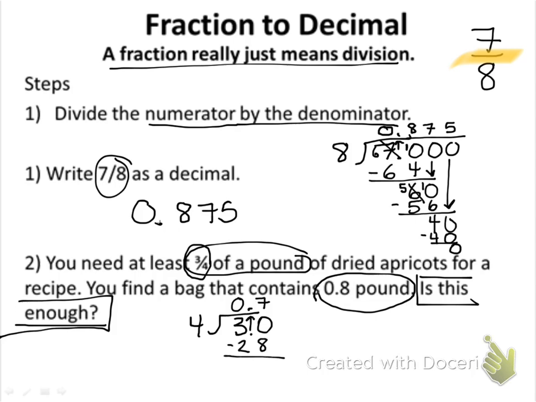30, I can't do 0 minus 8, so I borrow from my 3 and it becomes a 2. This becomes 10. 10 minus 8 gives me a 2. I add a 0 over here and bring it on down. How many times does 4 go into 20? 4 goes into 20 5 times, and 5 times 4 is 20. Then I do 20 minus 20, and that gives me 0. So that means that this bag that has 3/4 of a pound actually has 0.75, 75 hundredths of a pound of apricots. And so yes, the bag has enough.